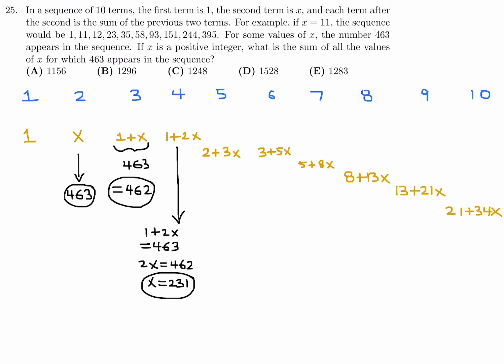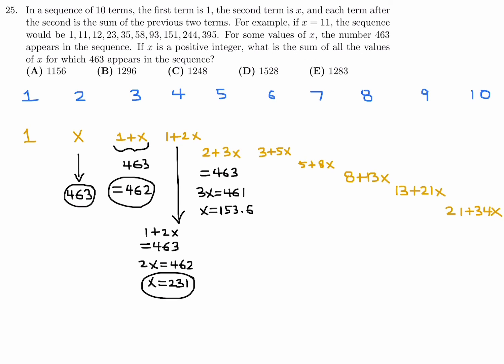Let's keep going here. In another sequence, if that fifth term, 2 plus 3x, is 463, then let's see what we get for x. Now that means 3x is equal to 461, and therefore x would be about 153.6. Now this we don't include. Why? Because they only want positive integers for values of x. So that's not something that I can include in my sum.